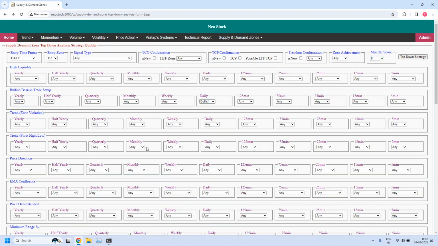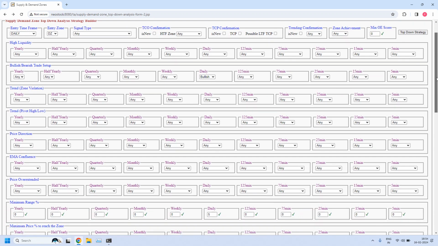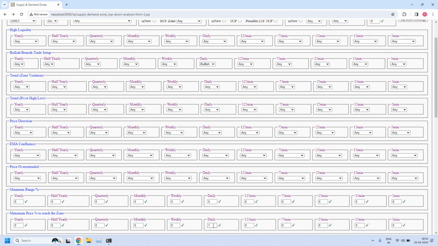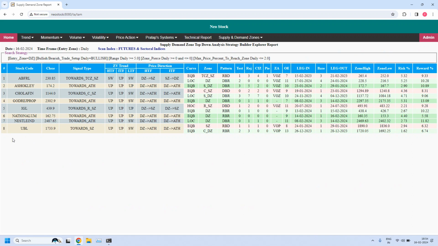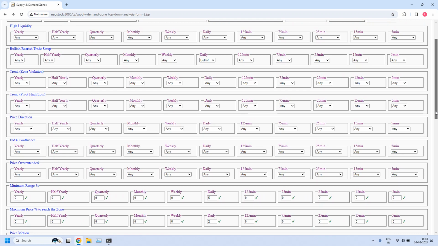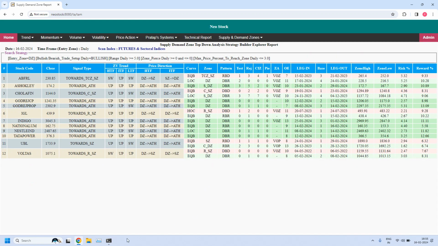Now let me go back. I will increase the maximum price percent to reach the zone from 1% to 2%. That means within 2%, how many stocks are there? Now the list is increased to 8 stocks. Now let me increase the percent to 3%. Within 3%, how many stocks are there? Changing 2% to 3%. Let us filter. Now 12 stocks are there in this list.